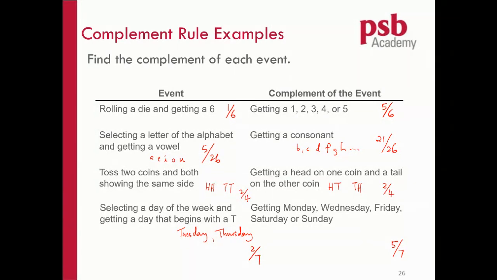So this is called the complement rule. The complement of an event. So this event is a complement of this event. This event is also a complement of this event. They are mutual complements of each other.